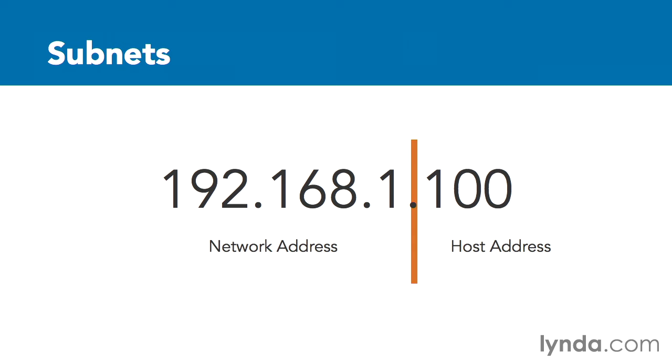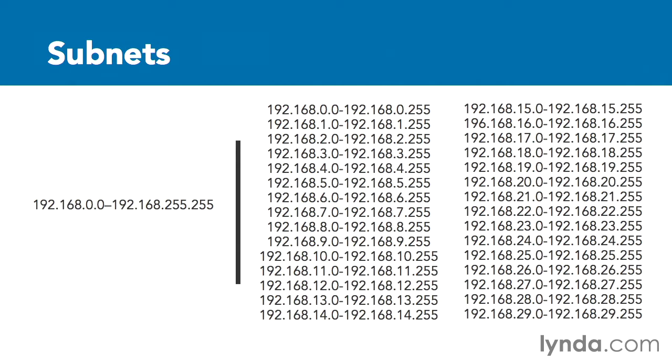If we shift the dividing line to here, we now have 256 possible subnetworks with 254 possible hosts each. We go from one network with over 65,000 hosts to 256 networks with 254 hosts each. While they may not all fit on the screen, you get the point. These smaller networks are much more usable.